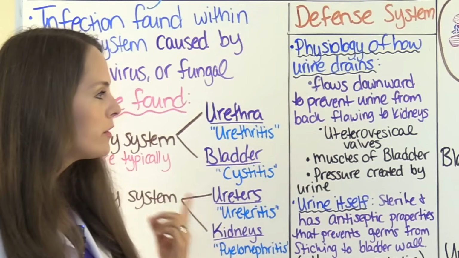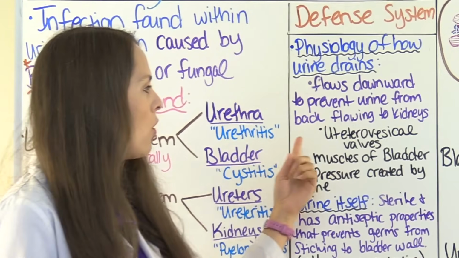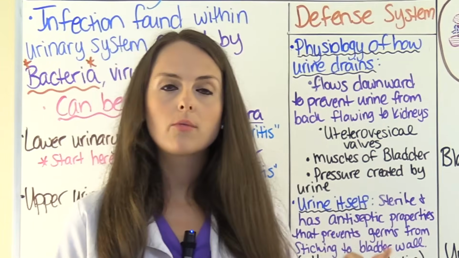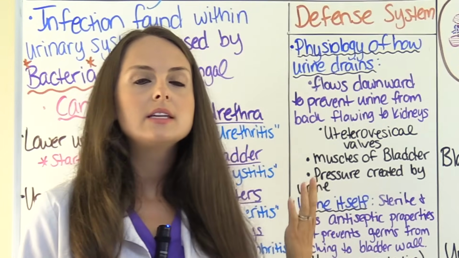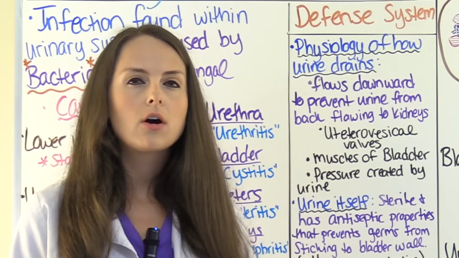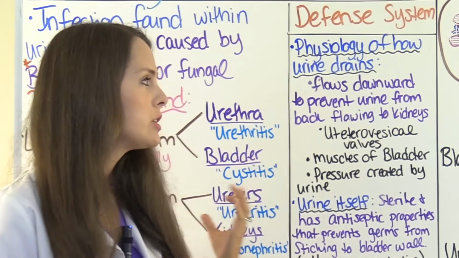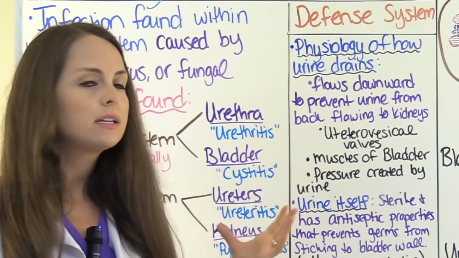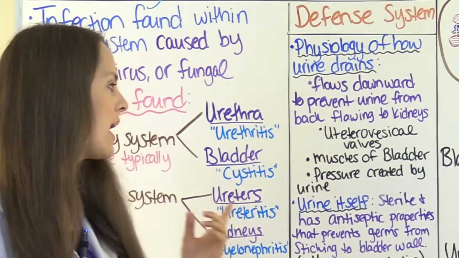So the first thing, which we sort of talked about, are those ureterovesical valves. In one condition that we're going to talk about, these valves are messed up. They're causing reflux of urine to backflow into the ureters and into the kidneys. So some conditions can cause issues with those valves.